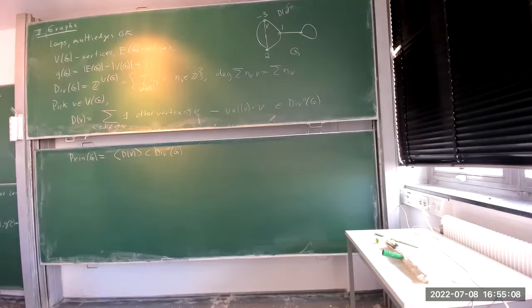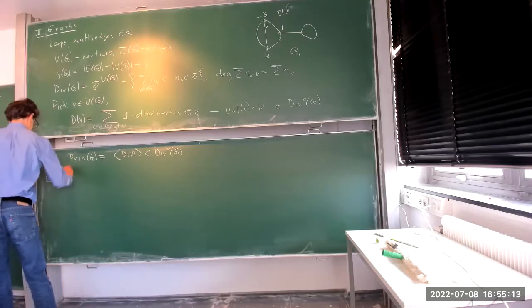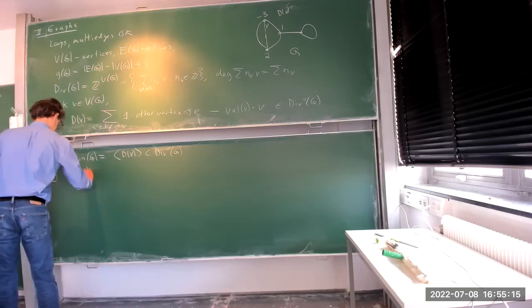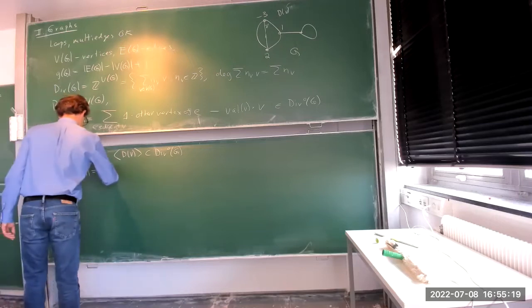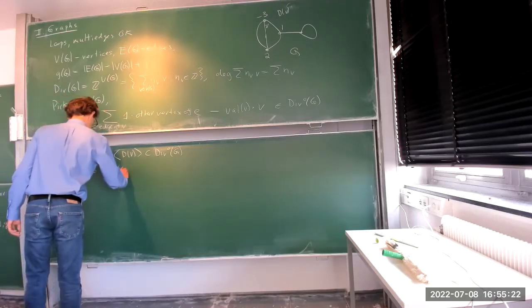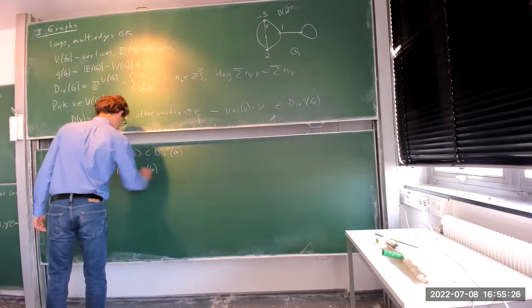And so then I can define the Jacobian of a graph as the quotient of the degree 0 divisors by the principal divisors. Okay.